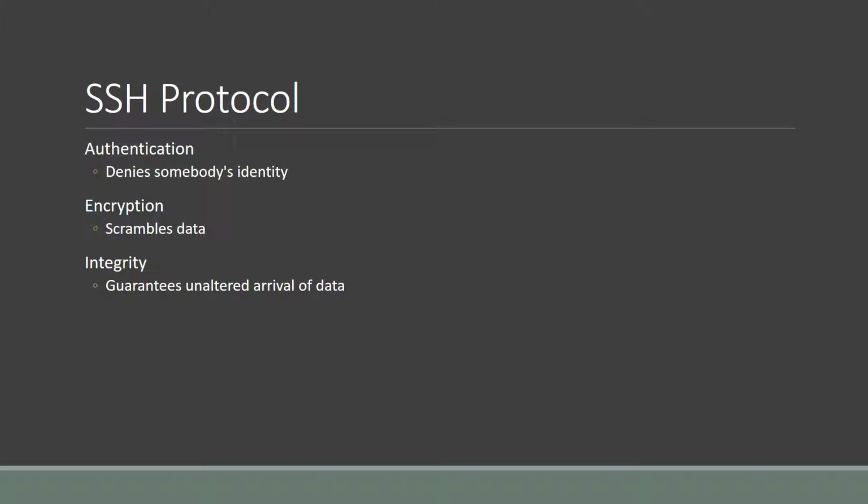The number two protocol is encryption. Encryption scrambles the data so that it is unintelligible except for the intended recipient. This will protect your data as it passes through a network. The last protocol is integrity, which guarantees that the data traveling over a network arrives in the same state, unaltered. If a third party captures and modifies your data in transit, the secure shell will detect what's going on.